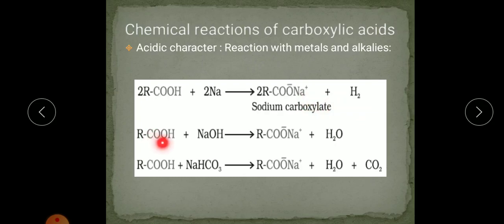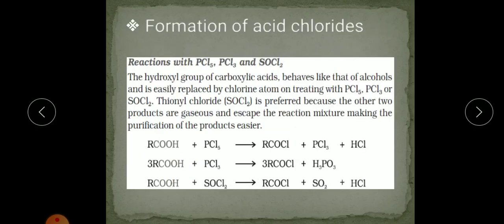Similarly, when this carboxylic acid reacts with sodium hydroxide, it will form a salt, that is the same sodium carboxylate, and water. And if it reacts with sodium bicarbonate, it will form the sodium salt of that carboxylic acid plus water plus carbon dioxide. Now over here, the formation of hydrogen and the sodium salt indicates that this is acidic in nature. So by this reaction we can prove that these carboxylic acids are acidic in nature by reaction with metals and alkalis.